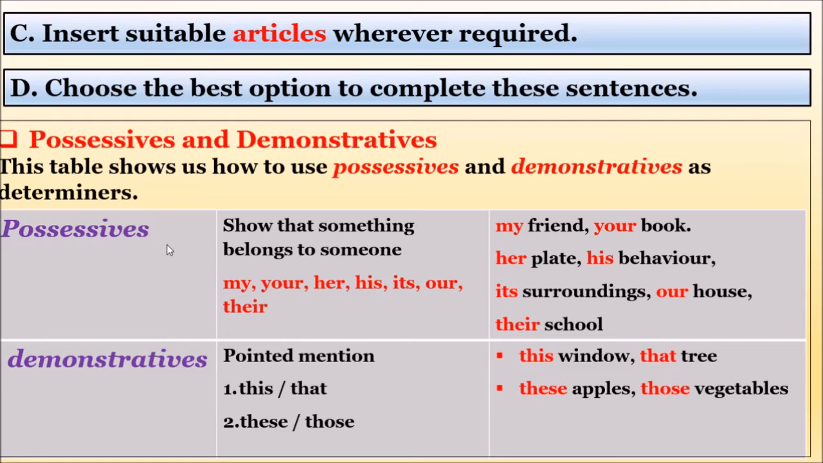Now let us talk about the possessive. Possessive means show that something belongs to someone. It means possessive show who that thing belongs to. It represents the ownership. If you're talking about one person, for example, this is my pen. So here I am showing my ownership on the pen. This is my pen. So that pen belongs to me, right? This is how the possessive show something belongs to someone.